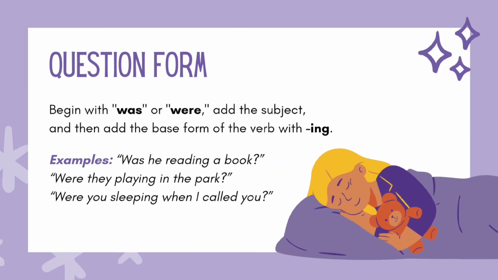Question form. Begin with was or were, add the subject, and then add the base form of the verb with ing. Example, was he reading a book? Were they playing in the park? Were you sleeping when I called you?